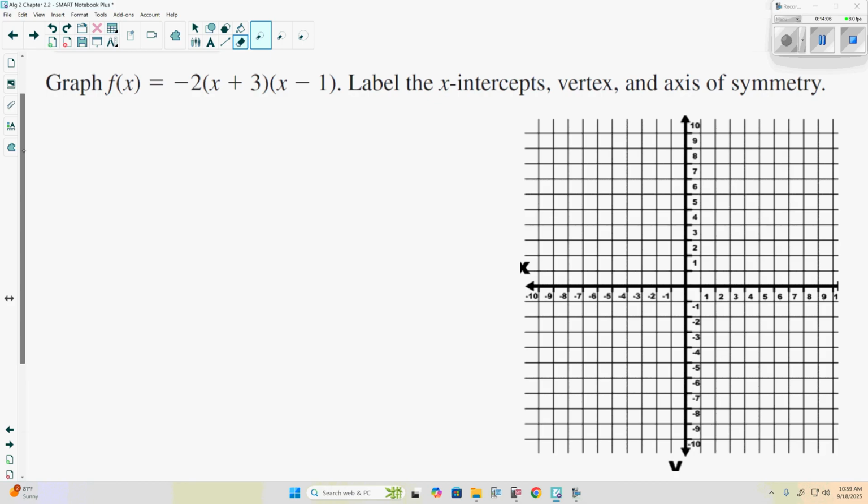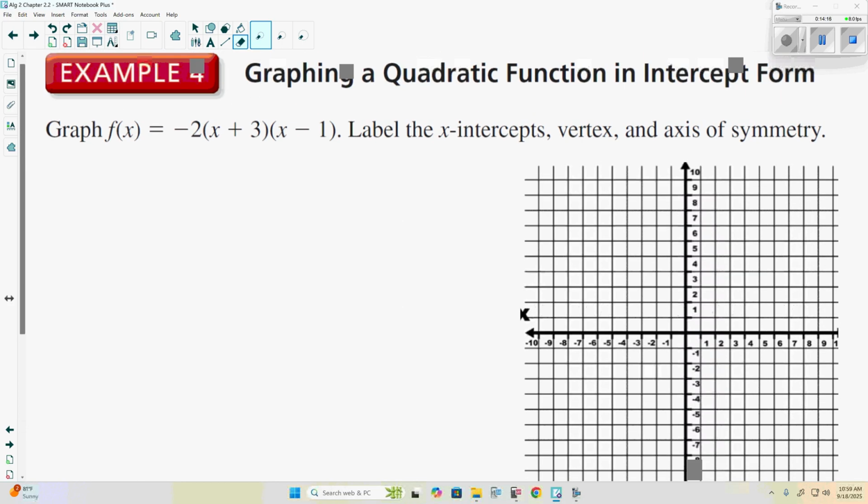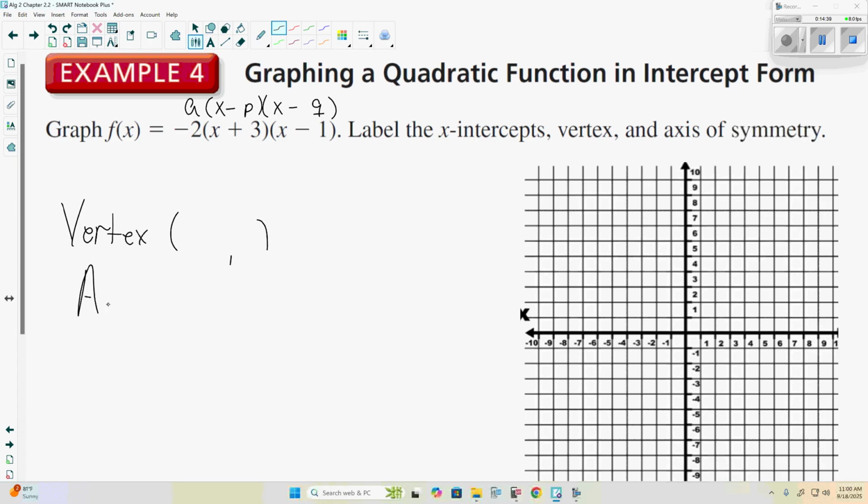So I do have it up here on the whiteboard too, if you need that. And I will be rewriting some of it up here as we go through. Now, when we look at this here, we're told that the equation in standard form of x-intercept form is a times x minus p times x minus q. And just like before, we still want to find the vertex and the axis of symmetry.